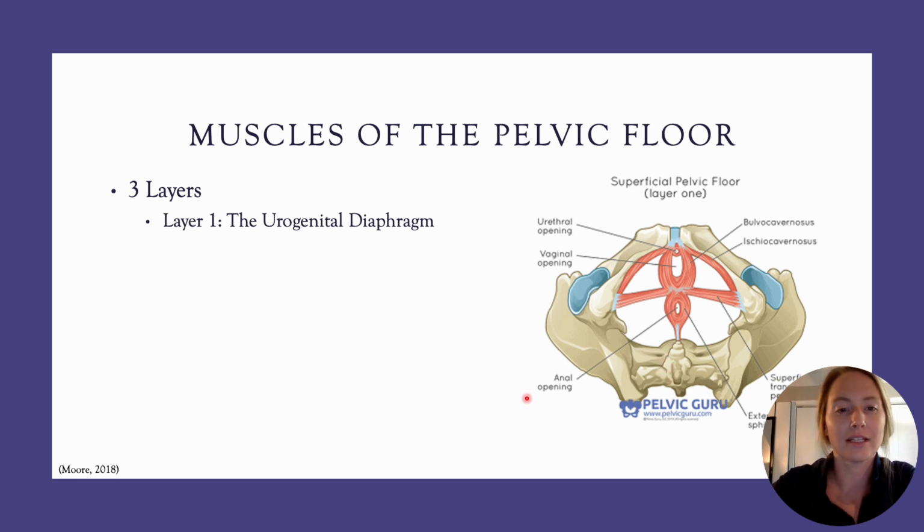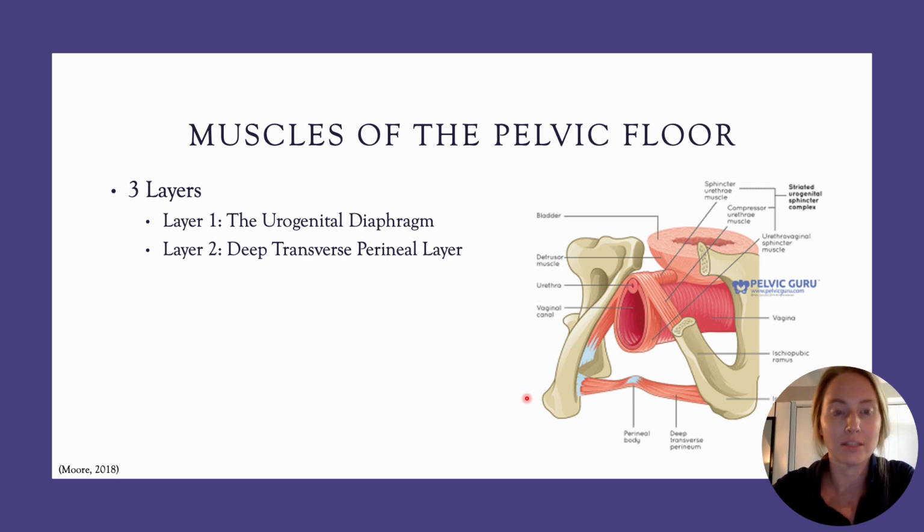Next, layer two is our deep transverse perineal layer, and it's going to include that deep transverse perineal muscle and our sphincter muscles here, so sphincter urethra, and also there's that deep transverse perineal muscle.